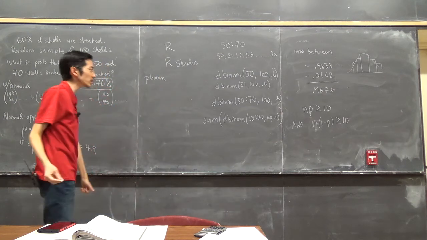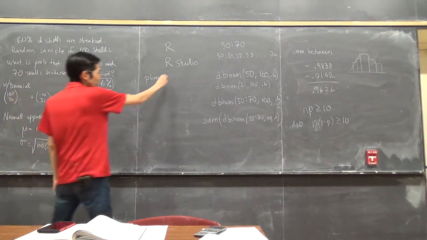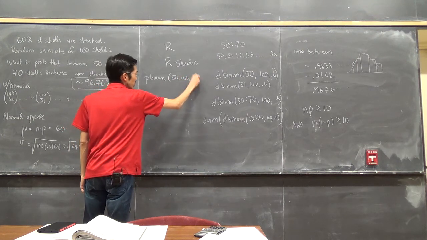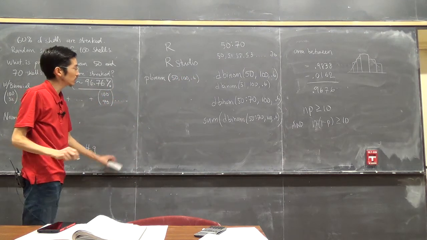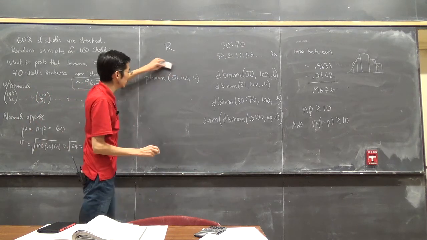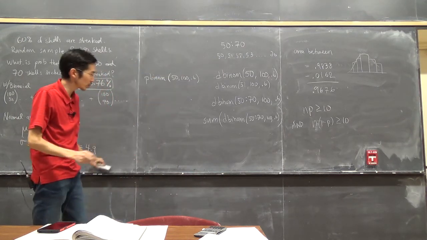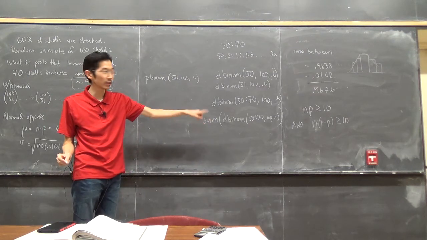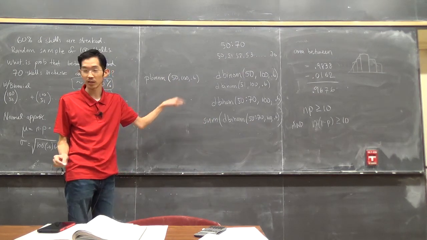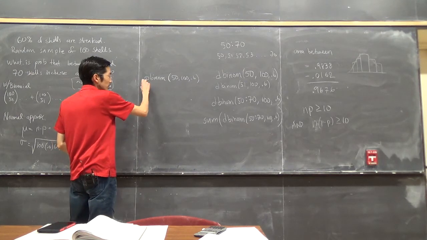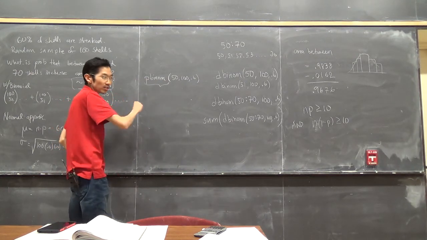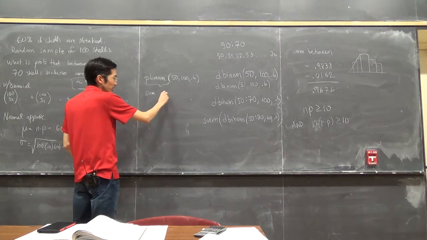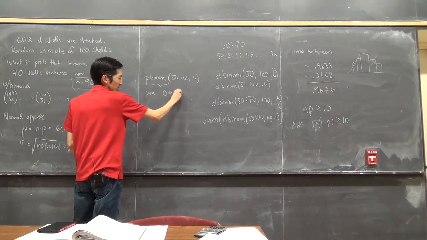pbinom is similar to dbinom, except when you plug in pbinom(50, 100, 0.6), what this will give you is essentially it's doing this sum. It's basically doing the sum of everything from 0 to 50. So what pbinom does is it basically does everything 50 and less. So it's basically summing the answers of dbinom from 0 to 50.